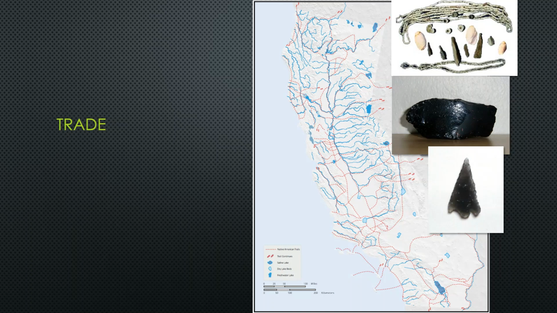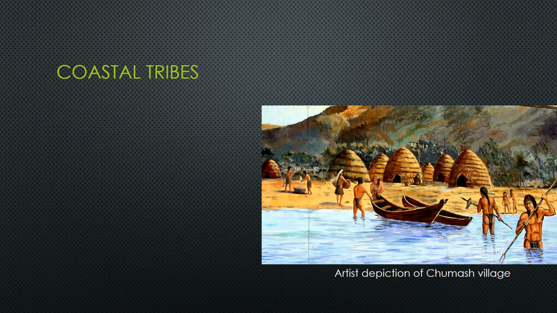And also obsidian, which is an igneous volcanic rock that is particularly sharp and is like glass, really good for making things like arrowheads out of. And so we find these materials in places where they do not occur naturally, so they had to be brought in. To give you an idea of some of the different types of tribes that were in the region, this is an artist's depiction of a Chumash village.